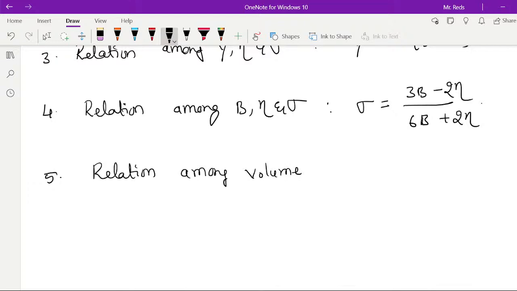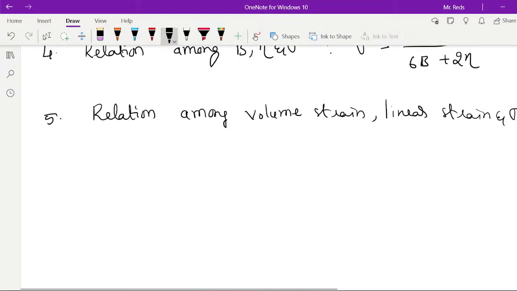Volume strain, let us take directly, also can take volume strain, linear strain, and sigma, Poisson's ratio. To understand this, especially this part, I will give you a little briefly. Say for example, if you have a wire of original length L, and on the ends of this rod, equal forces F act, and it initially has some radius R.